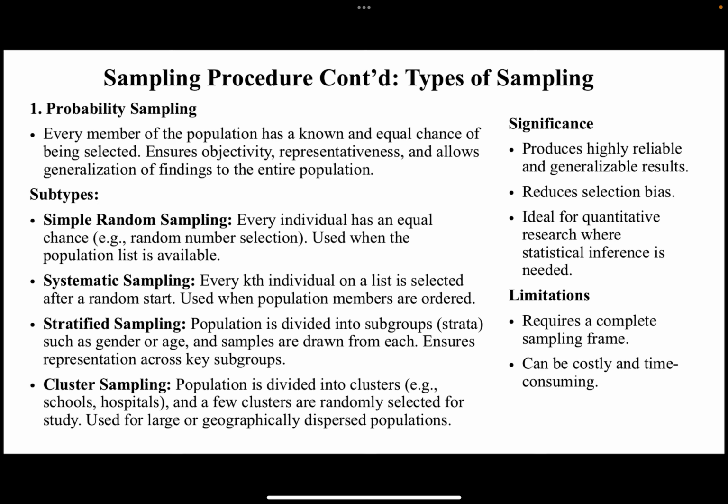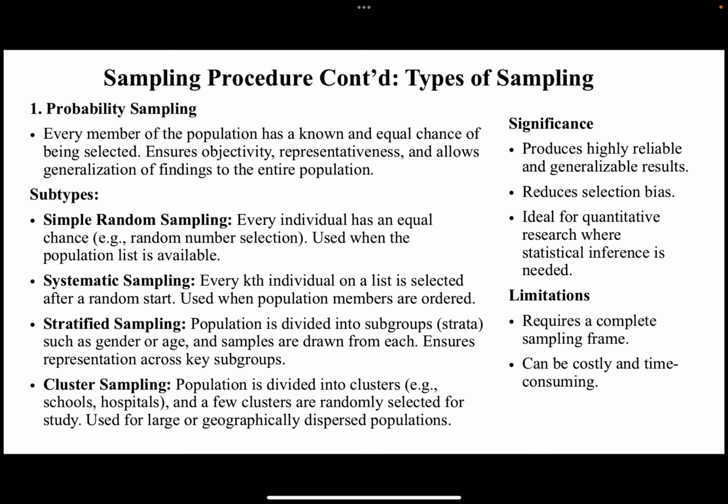With cluster sampling, for example, the example that I gave, very simple. You want to study primary school pupils in a larger state, let's say 500 schools in the state. You can't go and select individuals from all the 500 schools. So first of all, divide the schools into clusters. Then you randomly select 20 schools using random sampling. Then you study all pupils in the selected schools.